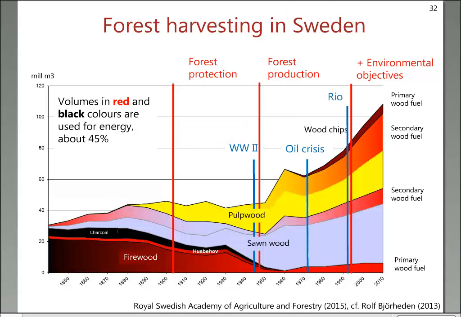So if we look at the development of the harvesting during that period, you can also see these different phases. Forest protection, where you protect the forest. This forest production period, where they try to speed up the production for the industry. And then a phase where environmental objectives are added. And what's quite interesting to see is that the production is not decreasing because of these environmental objectives.